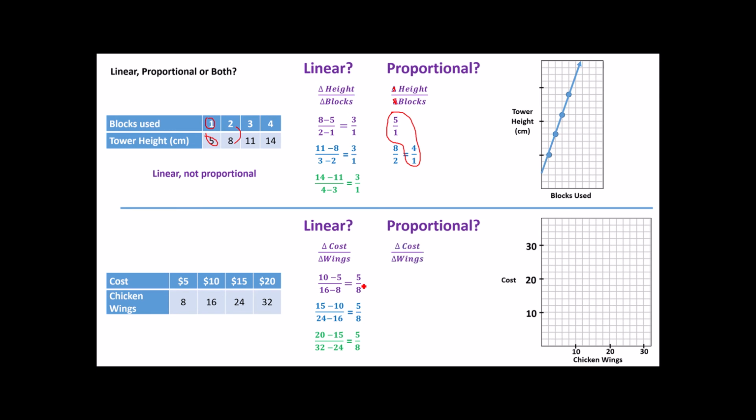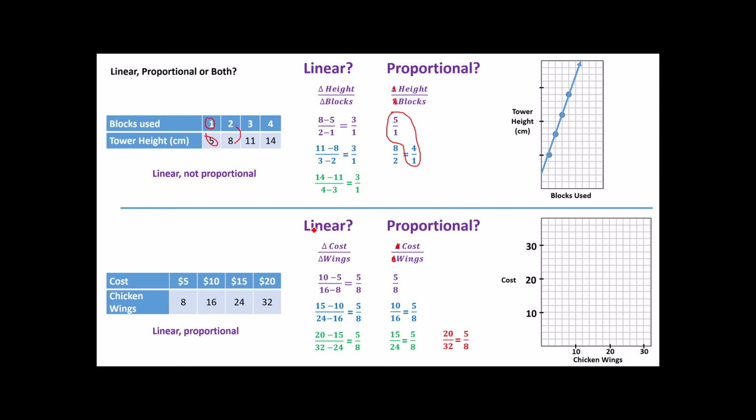Is it proportional? Well, again, this delta sign, this change in sign shouldn't be here because I'm just looking at each of these ratios independently. Notice my first ratio was 5 to 8. My second was 10 to 16, which is also 5 to 8. Third is 15 to 24, which is also 5 to 8. And then you've got 20 over 32, which is also 5 to 8. This is both linear and proportional.